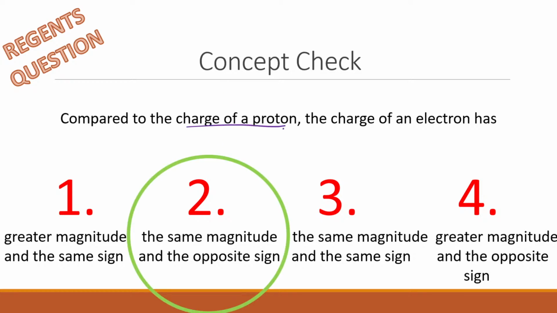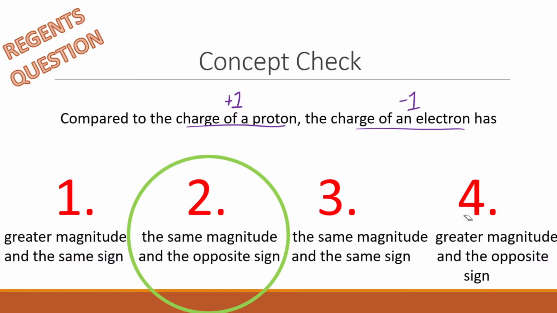When we're comparing the charge of a proton to the charge of an electron, we know the charge of a proton is positive 1, and the charge of an electron is negative 1. These things have the opposite sign, so we can immediately cross out 3 and 1, which say that they have the same sign. Now we're stuck between choice 2 and 4, and really what we're stuck at is the idea of magnitude. What does magnitude mean? Magnitude refers to the size of the charge. It refers to the number 1 here. These two things are the same magnitude. They are both 1s, but they have the opposite sign.